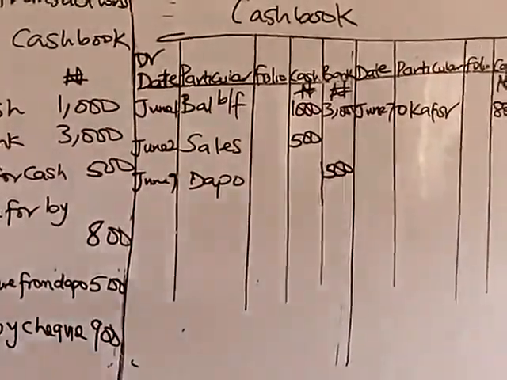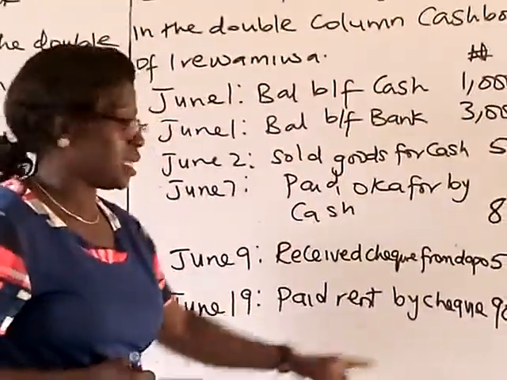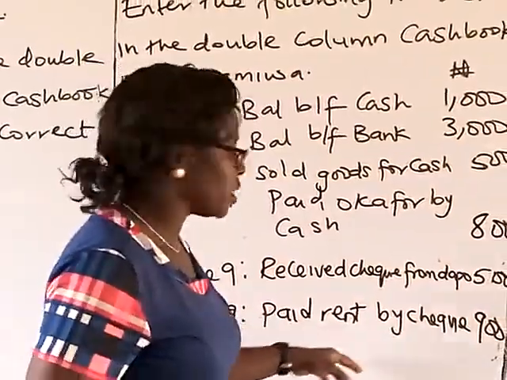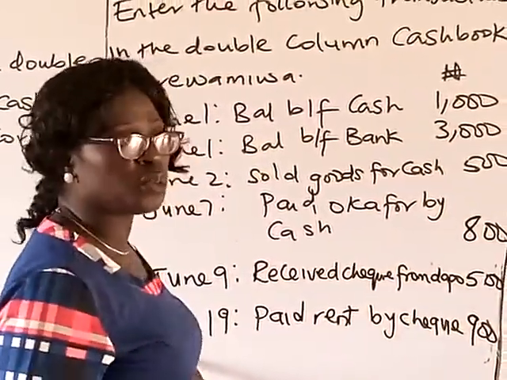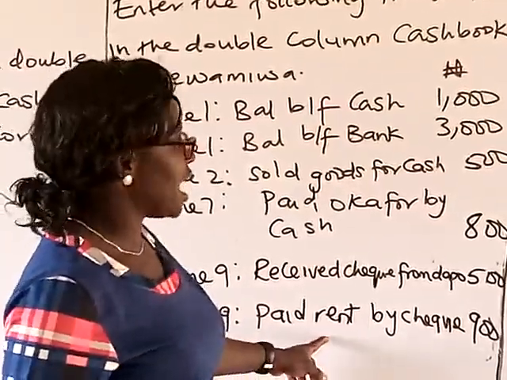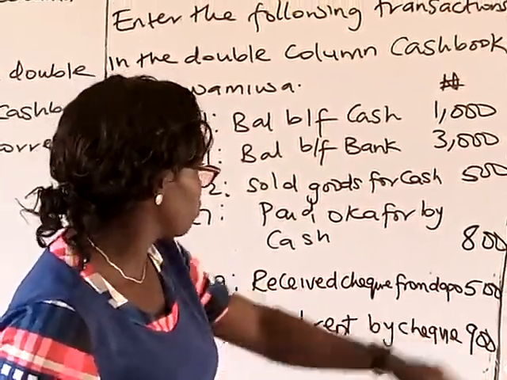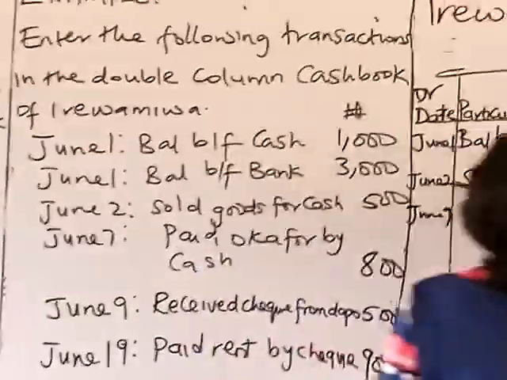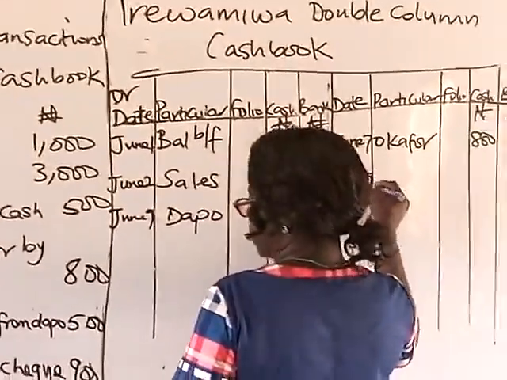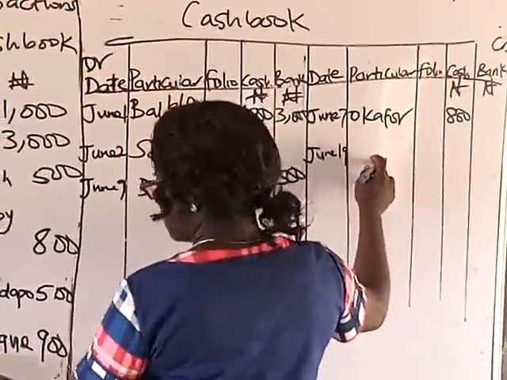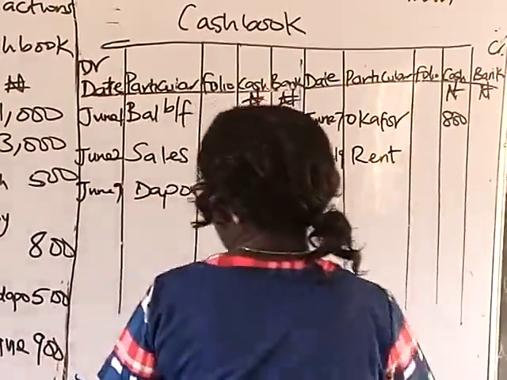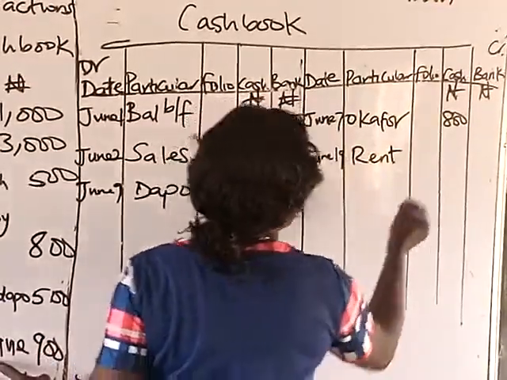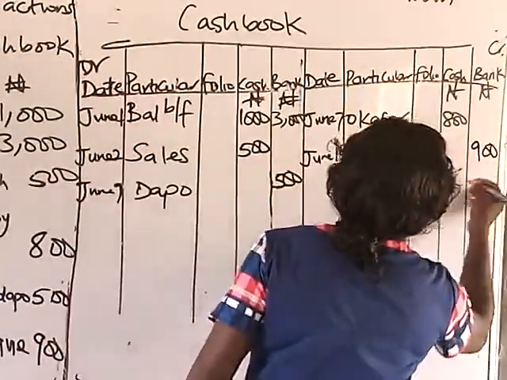Then the next one, June 19, paid rent by check. 900 was being given out by check. So the money we are going to post under the credit side, and on that day we are going to post rent under the particulars, because they indicate what they paid for, which is rent. So we are going to write rent under the particulars, and 900 naira will be written under the bank because we make use of check in the bank.